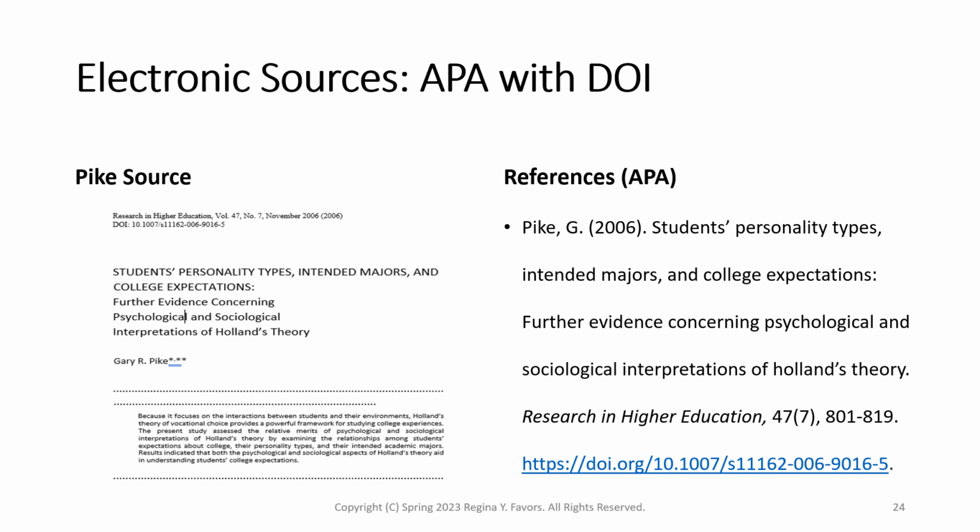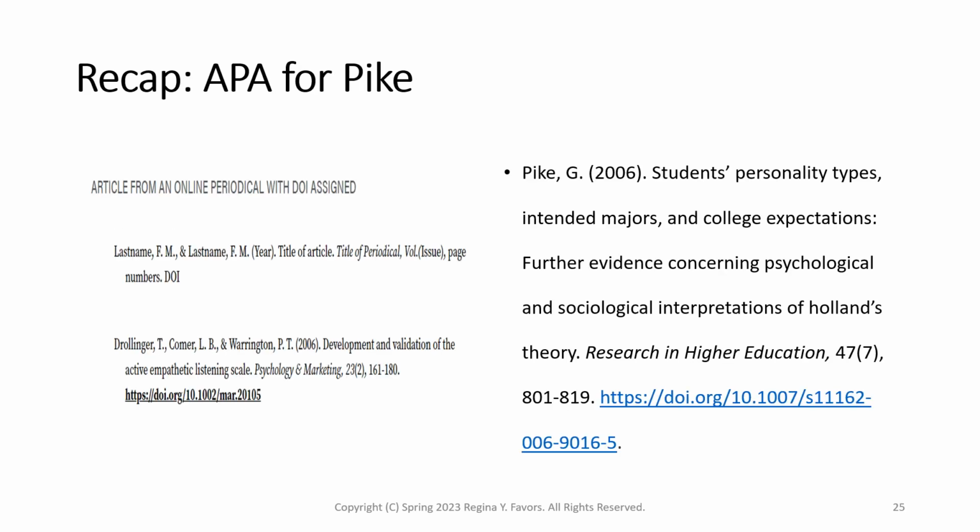So Pike, comma G, period, year of publication, and all major words are lowercase except for the first letter and then the letter after the colon. All other letters are in lowercase. And then you skip down to Research in Higher Education, which is italicized, volume number, issue number, page numbers, and then all you need is the DOI information. So here's just a quick recap of APA for Pike, same guidelines, and you see here that we have met those same guidelines.